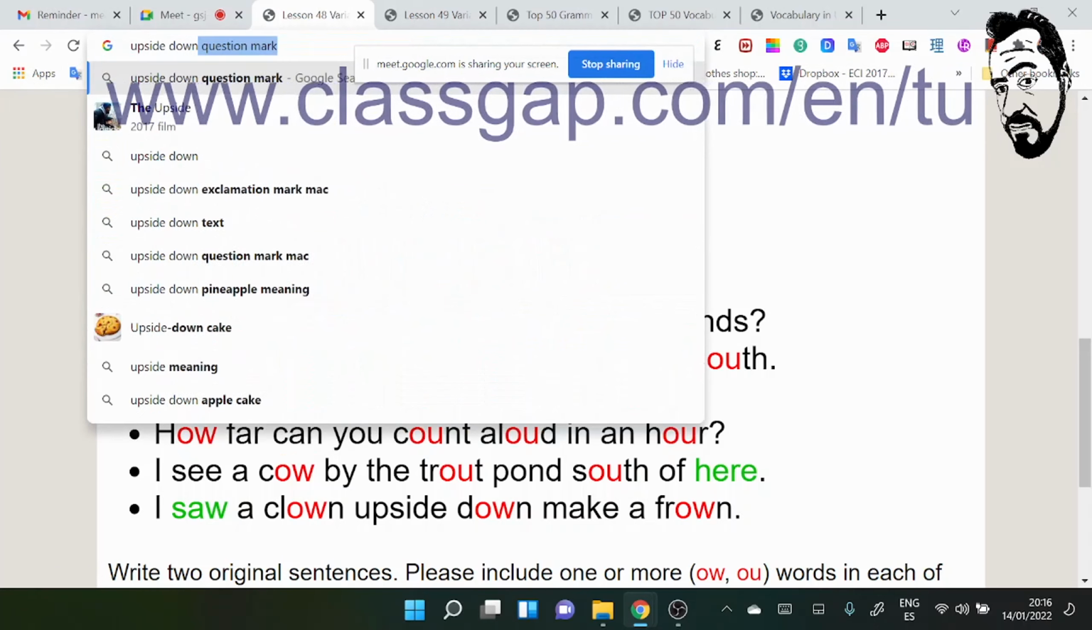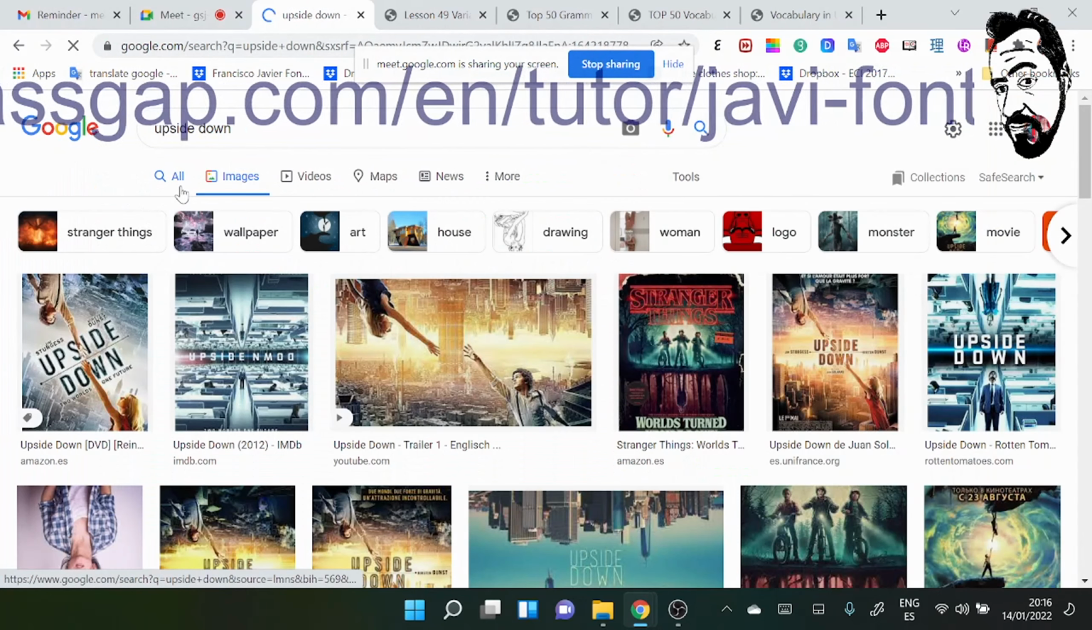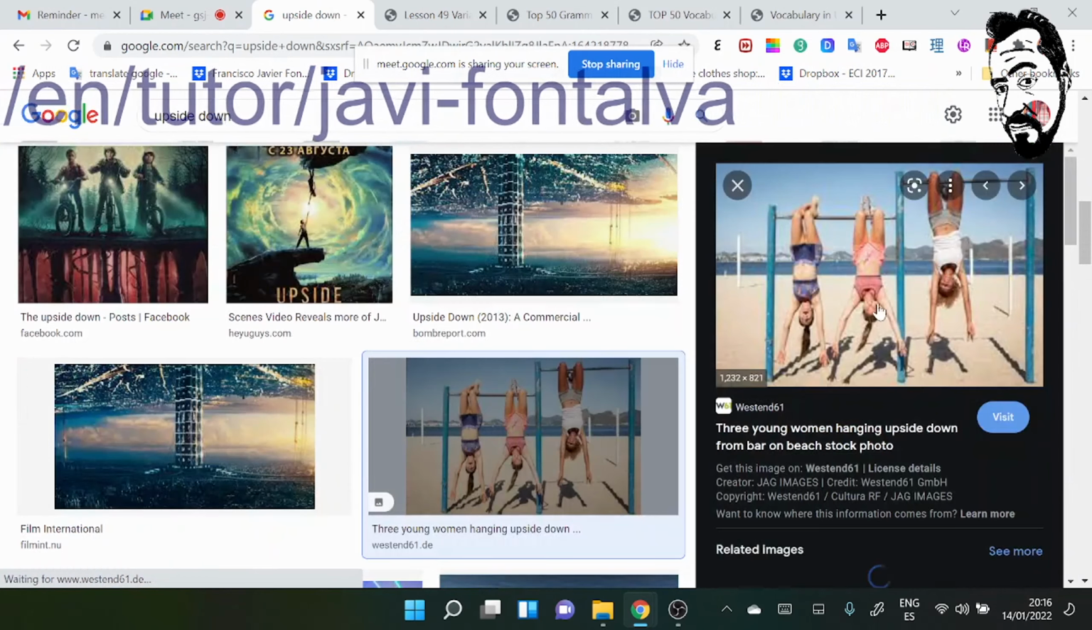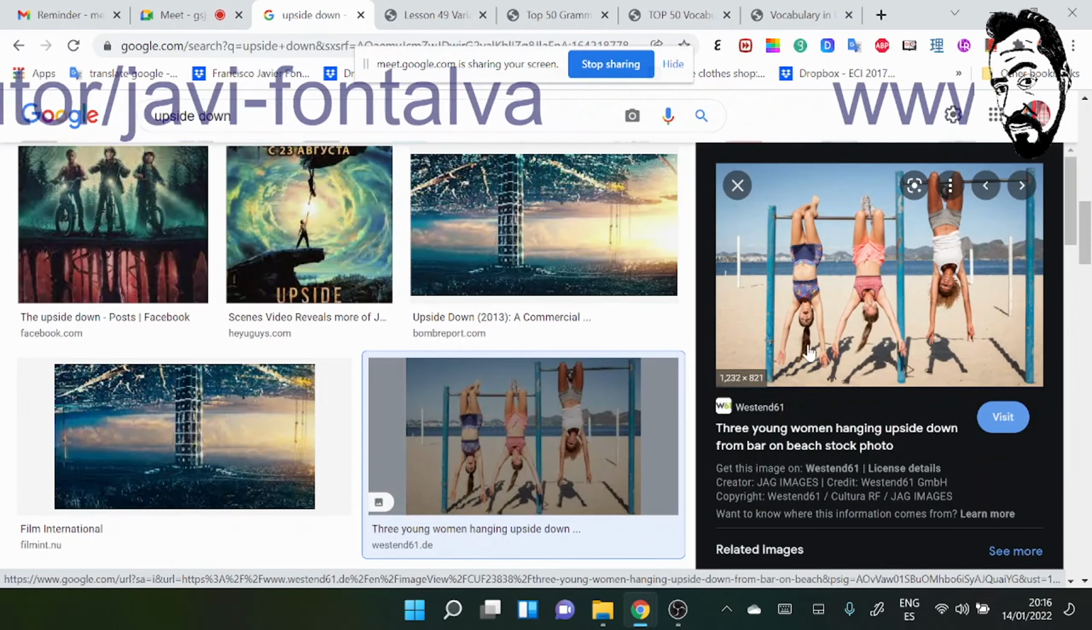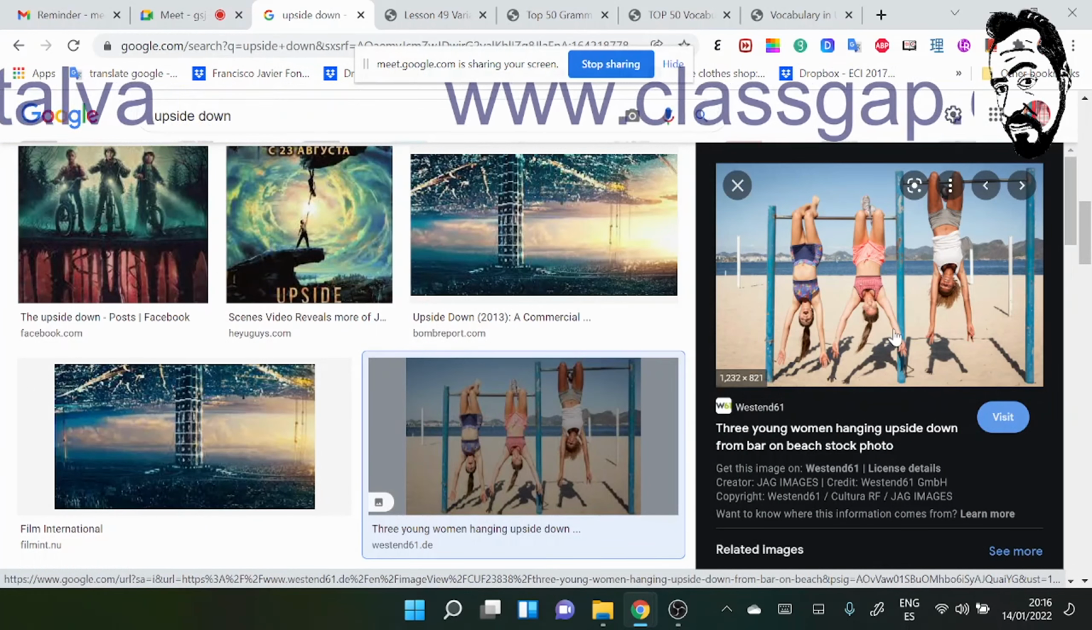Upside down. Let me show you. So upside down means, how can I show you this? It means like this. So these girls, they are upside down. Boca abajo. Exactly. We say upside down.